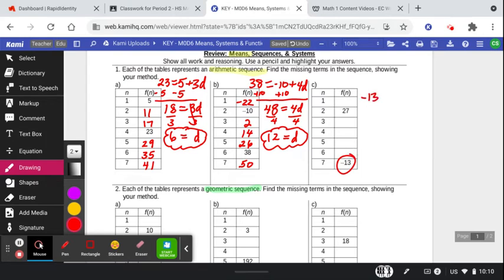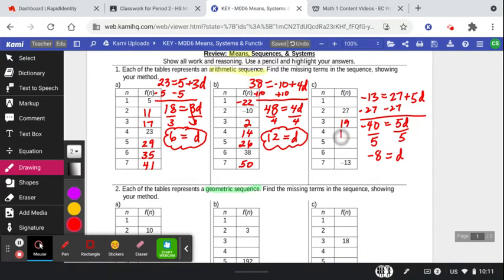Okay, let's try it. How'd you do? To get that negative 13, we start with 27 and we're jumping 1, 2, 3, 4, 5 times. 5 times that common difference. So we subtract 27. We're going to get negative 40. Do that on a calculator if you need to. And then divide by 5. This time, notice the common difference is negative 8. Means we're subtracting by 8. So 27 minus 8 is 19. 19 minus 8 is 11. 11 minus 8 is 3. 3 minus 8 is negative 5. Negative 5 minus 8 is negative 13.